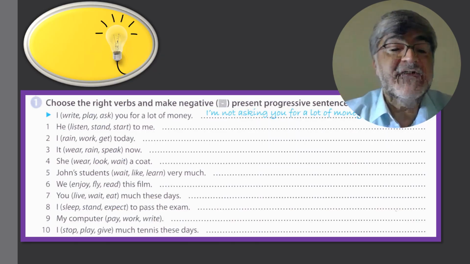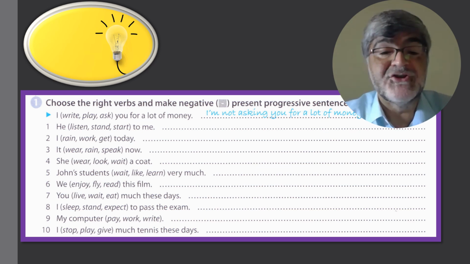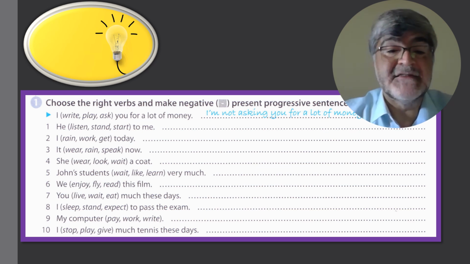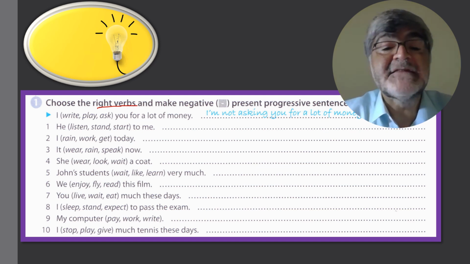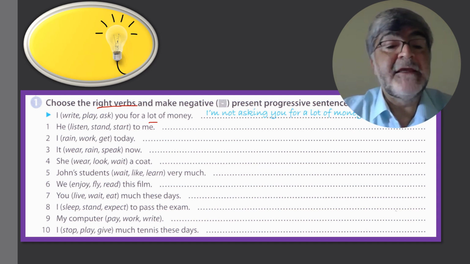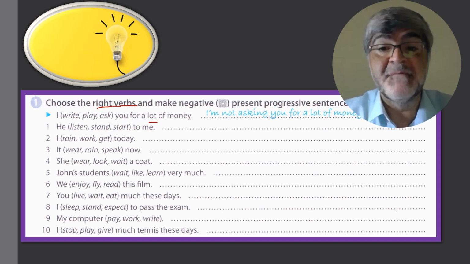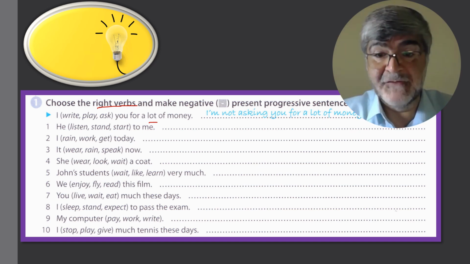Good. Let's go to the next part, and we've got more exercises here to do. As I told you, you need to do as many exercises as you can. Here it says choose the right verbs and make negative present progressive sentences. For example, I write, I play, I ask you for a lot of money. Then which one is correct? Write, play. Can you say I'm writing you for a lot of money? No. I'm playing you for a lot of money? No. But I'm asking you for a lot of money. And the negative form is I'm not asking you for a lot of money.